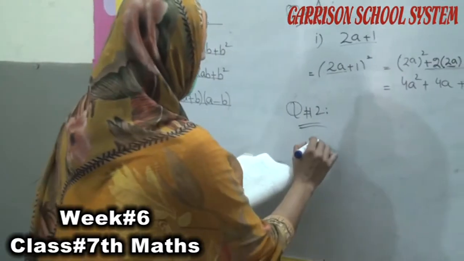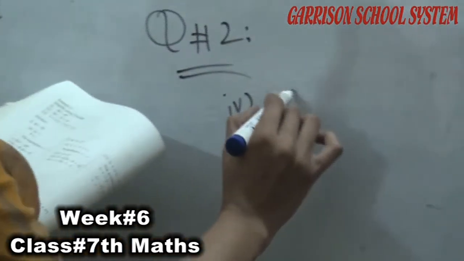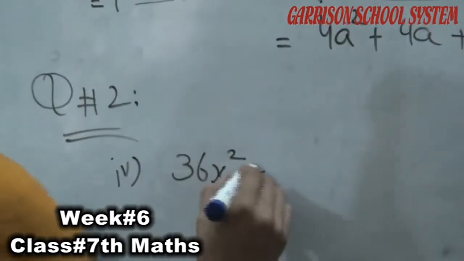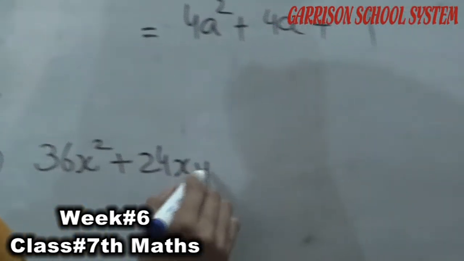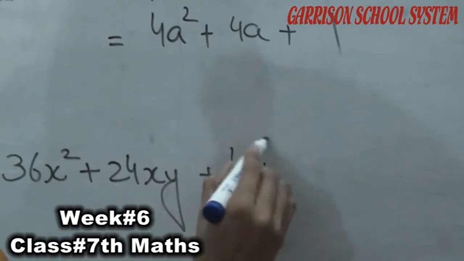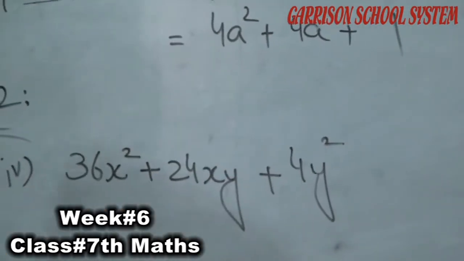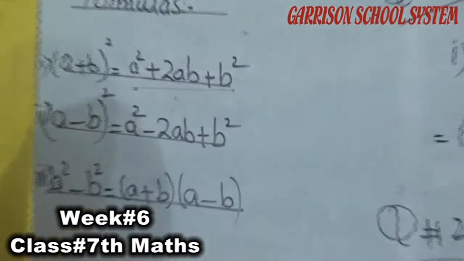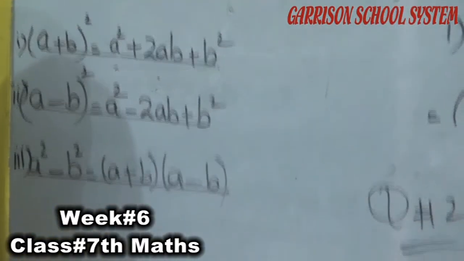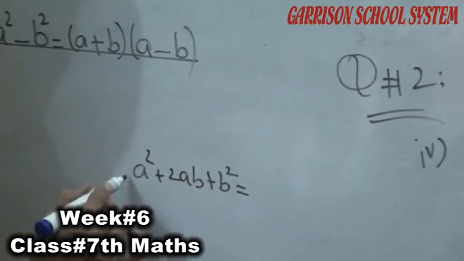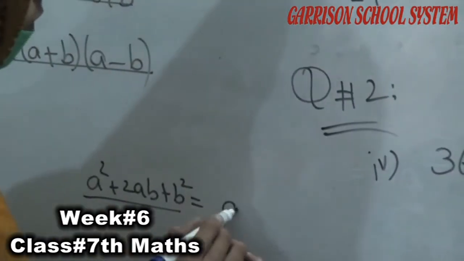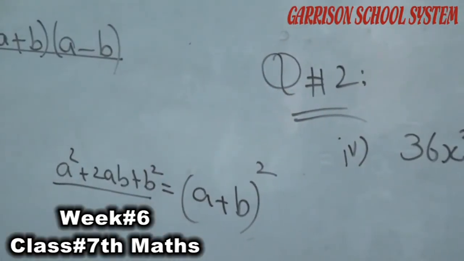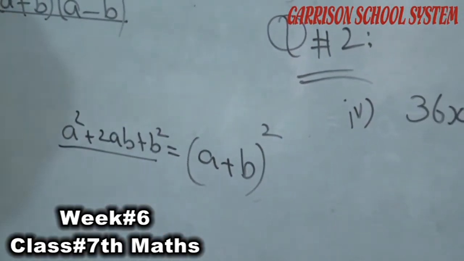Fourth part I am going to solve: 36x square plus 24xy plus 4y square. Means that this form is given, a square plus 2ab plus b square, and I have to convert it in the closed form, that is equal to a plus b whole square.